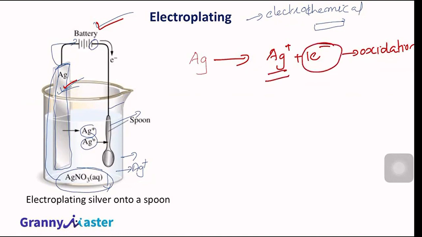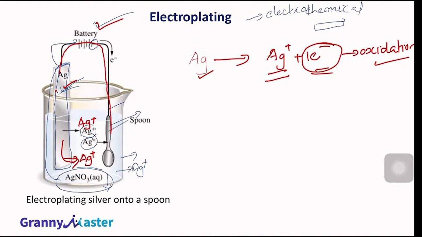Now my question: if it is forming silver ions, where will it go? Because ions cannot stay in the rod. So what will it do? It will release electrons and form silver ions. Once that silver atom is converted into silver ion, it will go into the solution. Every time this oxidation occurs, silver ion will go into the solution. At the same time, what happens to the electrons? Electrons generated from the silver rod will move through the circuit and reach the spoon.